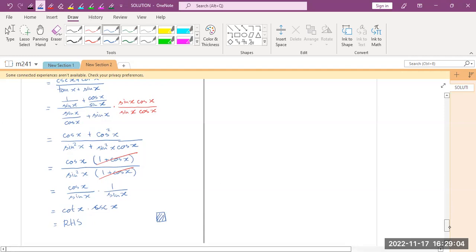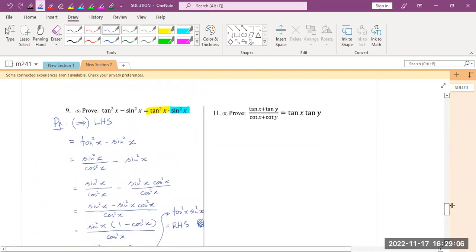Okay, now let's go on. The last question, still proving. Number 11, proof. Again, the left hand side seems to be more complicated. Tangent x plus tangent y over cotangent x plus cotangent y. Oh, Thomas, I never see a problem with two variables like this, proving with two variables. Well, there must be a first time for everything, right?